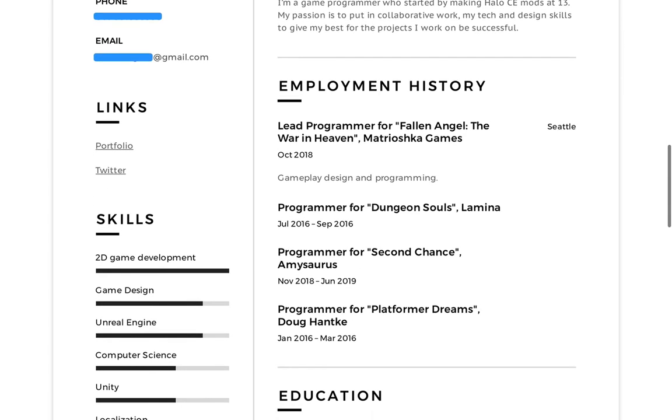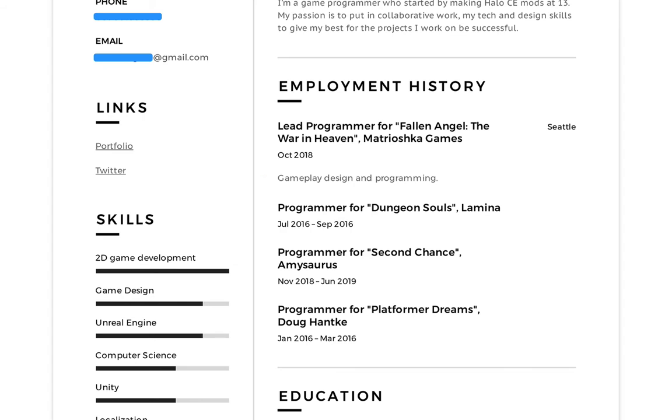The employment history section is tiny on this resume. And that's too bad because the employment history is the most important part of the resume. So how we'd want to improve this is by expanding each one of these roles with bullet points of what you did. So it says that he's a lead programmer for this game, but it doesn't say what exactly he did. It's very generic, gameplay design and programming.